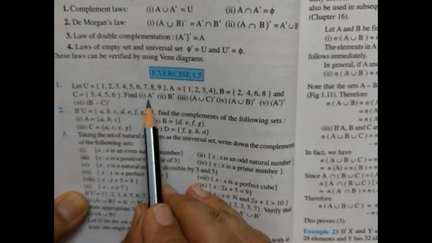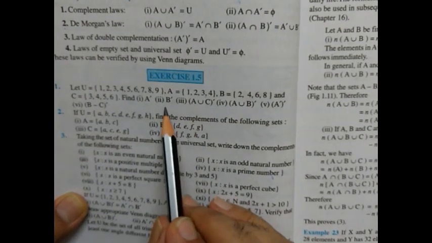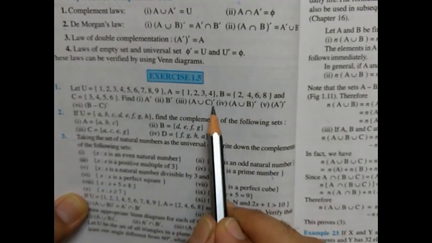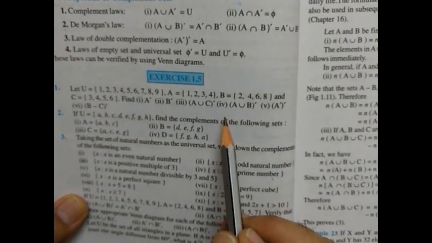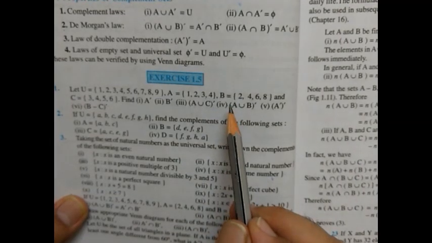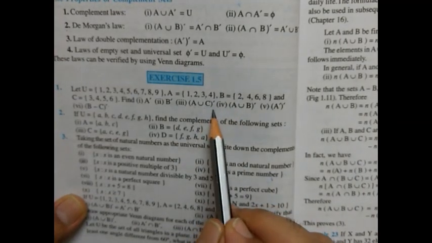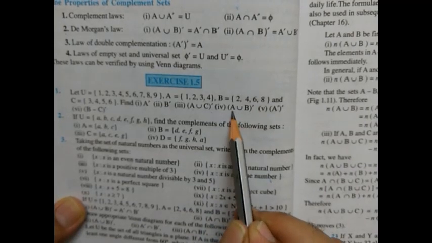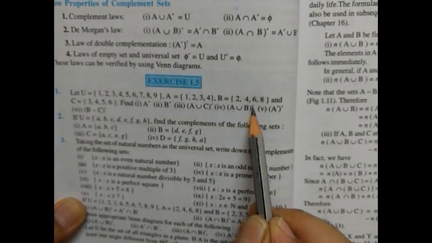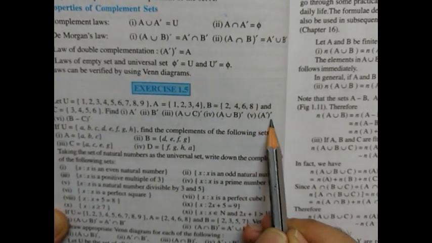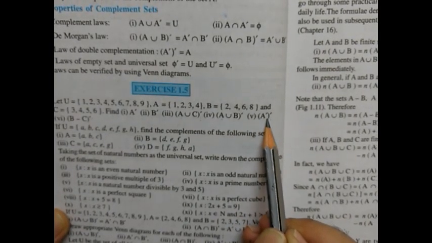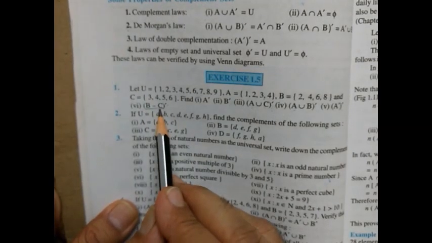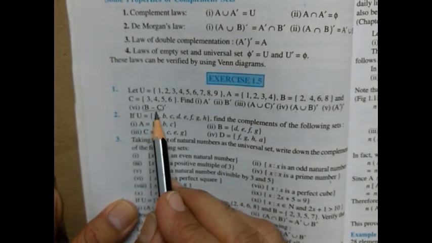Here A complement means the elements which are not present in A, B complement means the elements which are not present in B, A union C complement means the union of the two sets A and C and the complement of it, and A union B complement means the union of A and B and the complement of it, and the complement of A complement. And when we talk about B minus C, it means the difference of the sets.